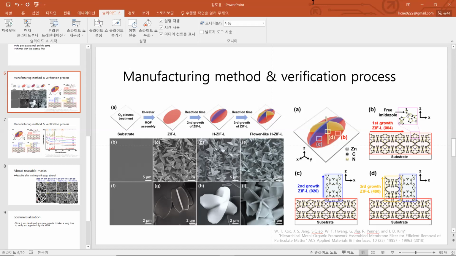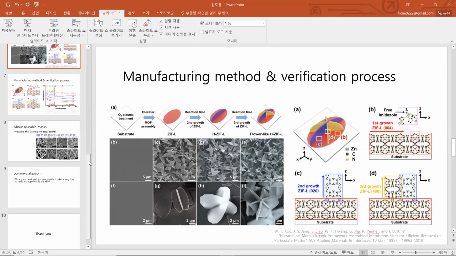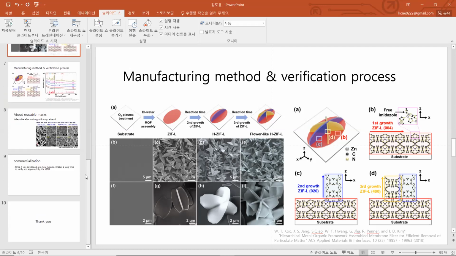Okay, any other question to Doyun? Seems like this paper was published in 2018, 2 years ago. But the product is not in the market yet. Yes. You may mean no, right? No, it's not. Or yes, it is. Okay, no. Thank you, Doyun.